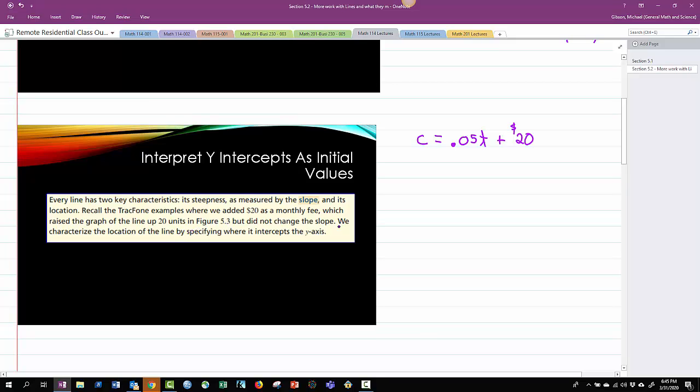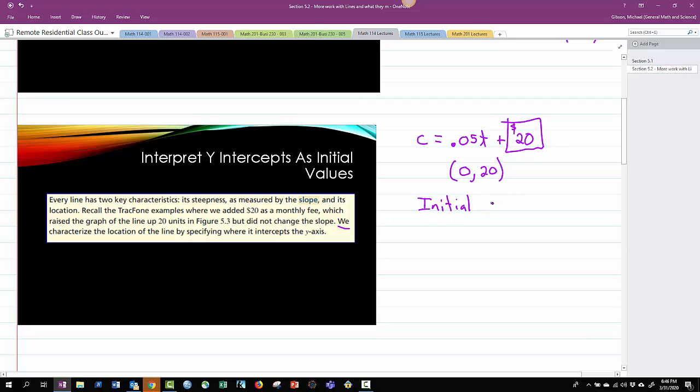We characterize the location of the line by specifying where it intercepts the y-axis. Because of slope-intercept form, this number right here tells us the y-intercept. In other words, when t equals 0, c is going to be 20. That's the y-intercept, or the c-intercept in this case, (0, 20). What it also is, in words, is the initial value.